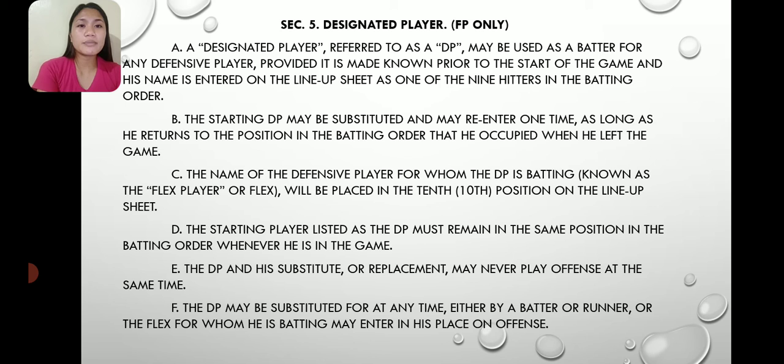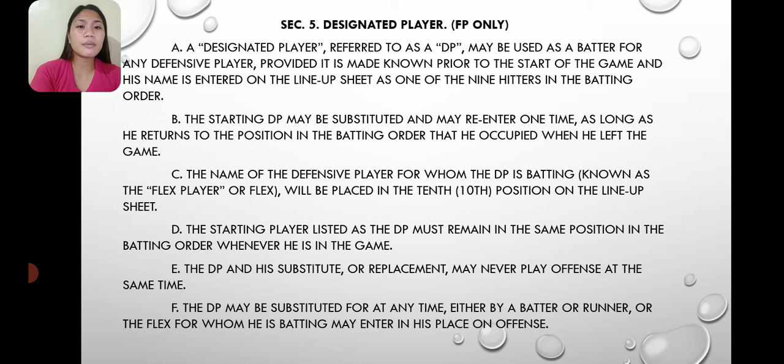Section 5, Designated Player. A designated player, referred to as a DP, may be used as a batter for a defensive player, provided it is made known prior to the start of the game and his name is entered on the lineup sheet as one of the 9 hitters in the batting order.